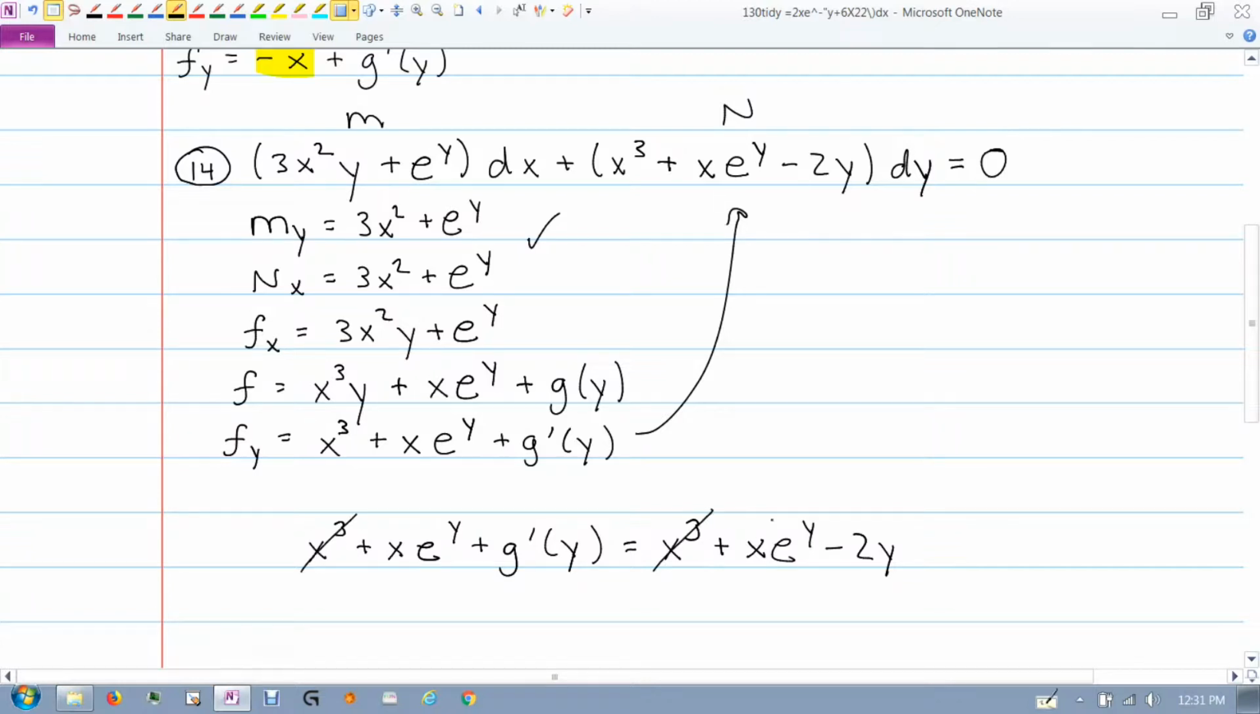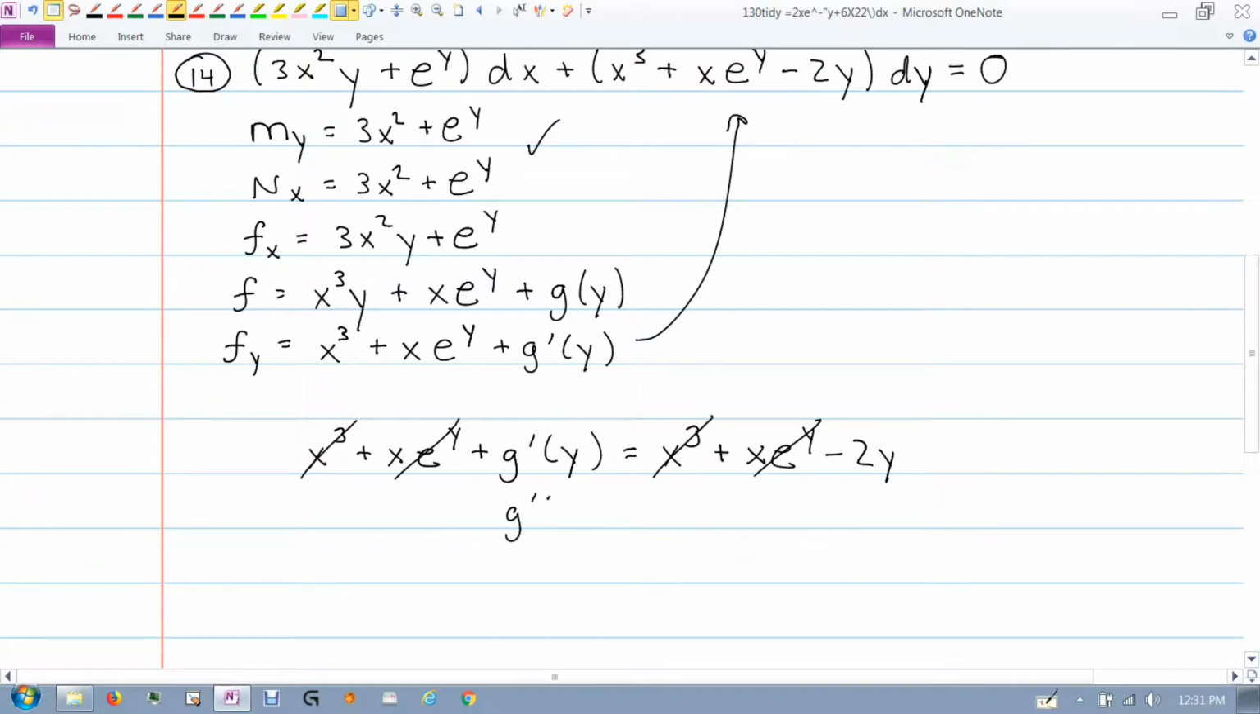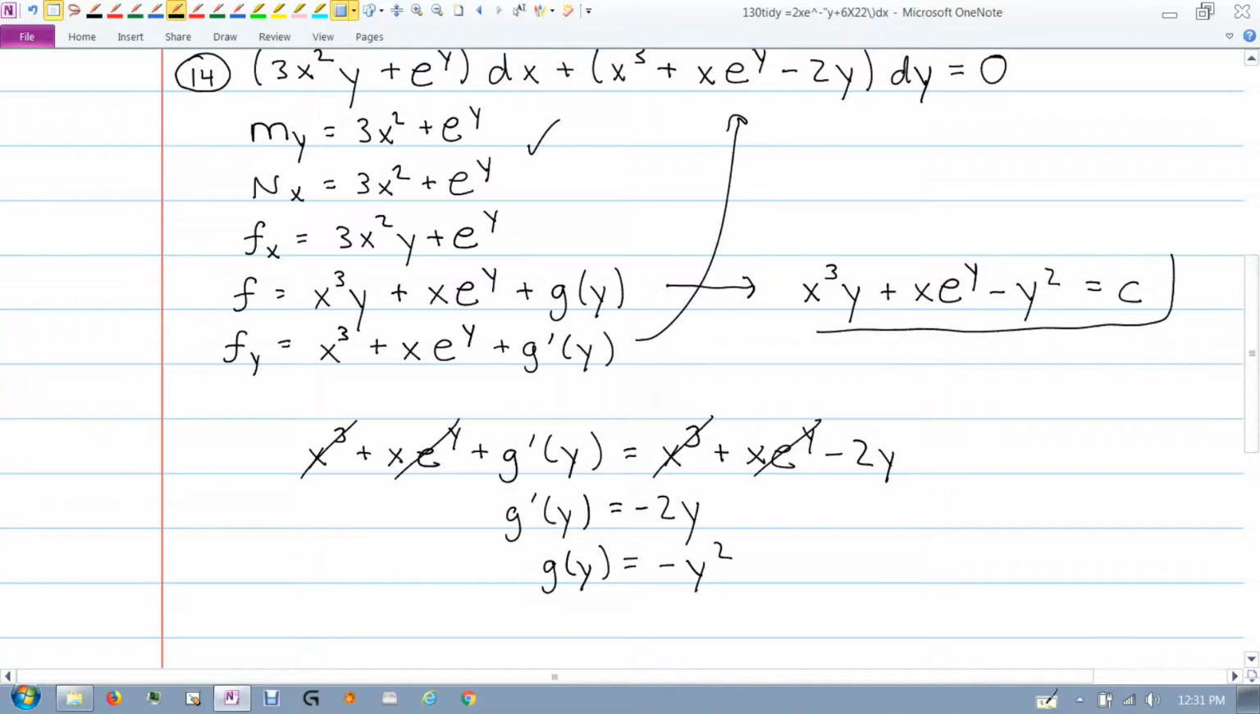So the x cubes are gone, x e to the y's are gone. That means g prime of y would need to be negative 2y, which means that g of y is negative y squared plus a constant. We don't care about the constant anymore. So now we're ready. We can just come here to f. It's x cubed y plus x times e to the y, and then our function of y, which we just determined was minus y squared. So that must equal a constant, so there it is.